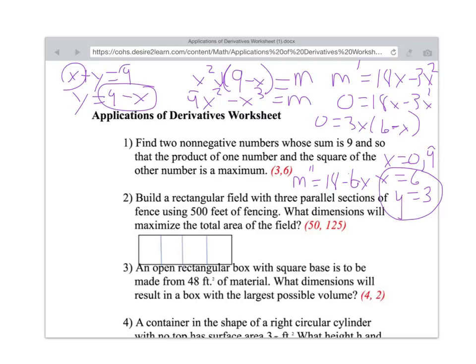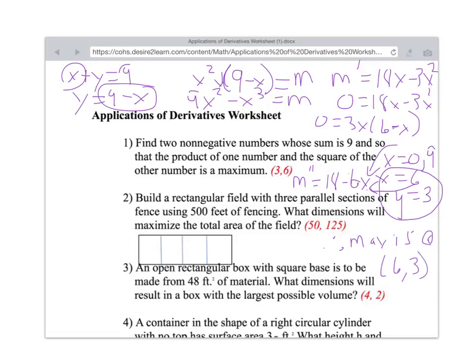So if I put in 0 into this formula, I'm going to end up with 18, which is a positive, so that means it's a minimum. If I put 6 into this formula, I end up with negative 18, which is a negative, which means that that's a maximum. So I know now that the maximum is at 6, 3. Okay, those are the two numbers.